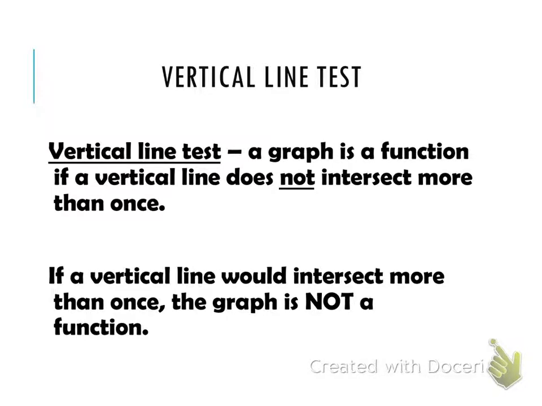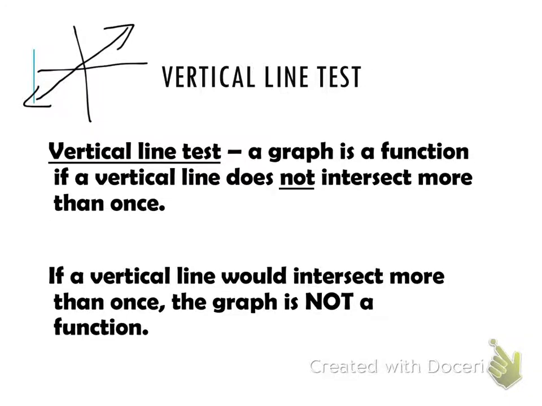The vertical line test was mentioned on the previous slide. We use it for graphs of relations. A graph is a function if a vertical line does not intersect the graph more than once. If a vertical line would intersect more than once, the graph is not a function. Let me draw a graph for you. Say our graph was just a line like this.